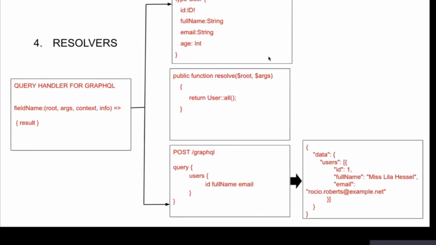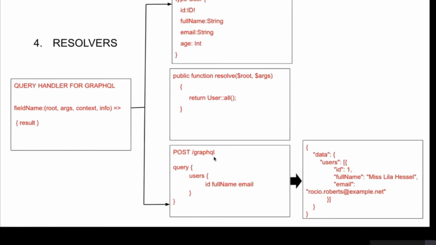Here we are trying to paint a scenario of how a resolver is being used. On the first box here, we are trying to define a schema with the name type of User, and we also have fields on this User schema. So the ID is an ID, the full name is a string, email is a string, and the age is an integer. Now on the second box here, we are trying to resolve the request. The request we are trying to resolve will be for root and argument. What the resolver basically does is that it helps us return all users.